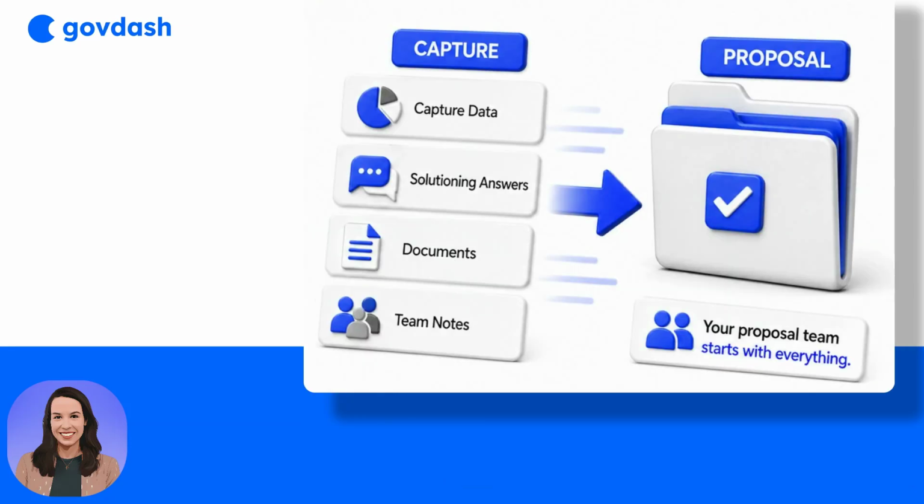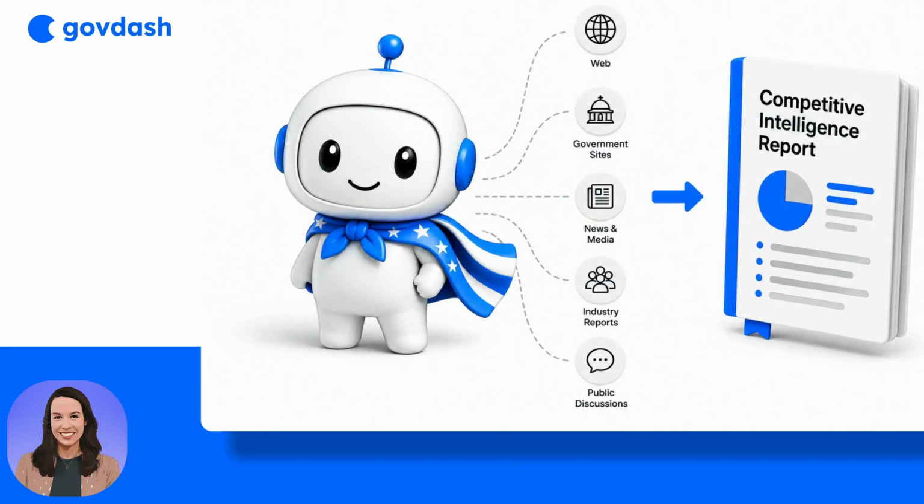You can task Dash with doing competitive research, and it will search hundreds of sources in a matter of minutes and deliver a comprehensive report that is informed by both your company information, the relevant opportunity, your capture plan, and the most up-to-date information gathered across the web. This is the value of using GovDash for capture. Everything you do here carries forward.